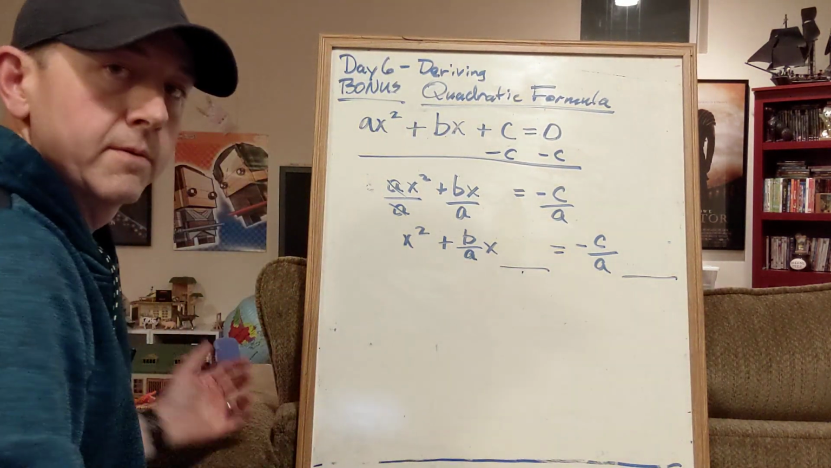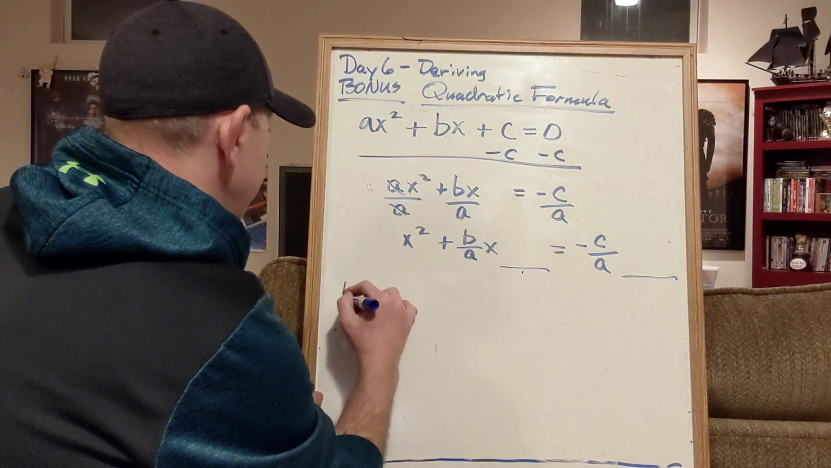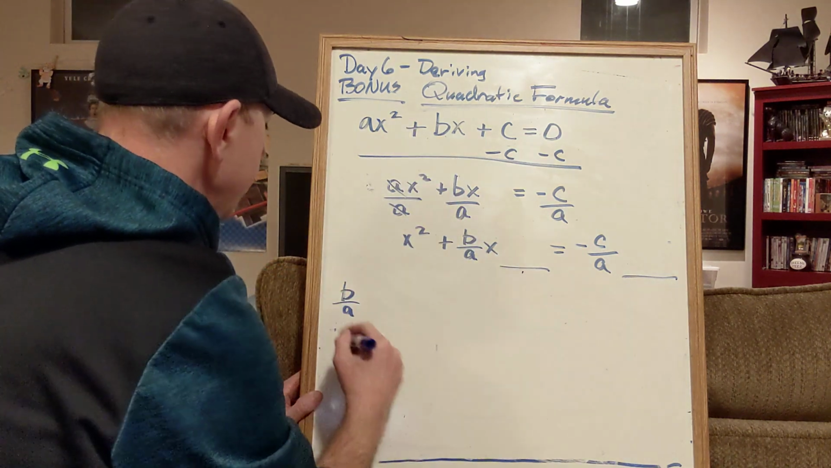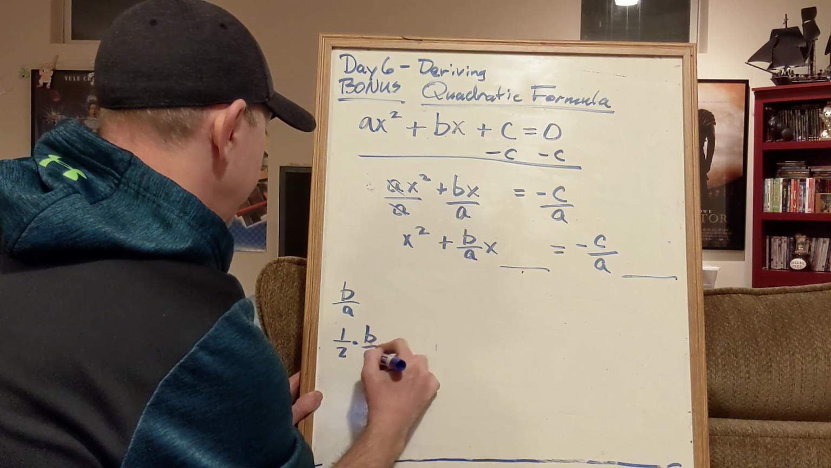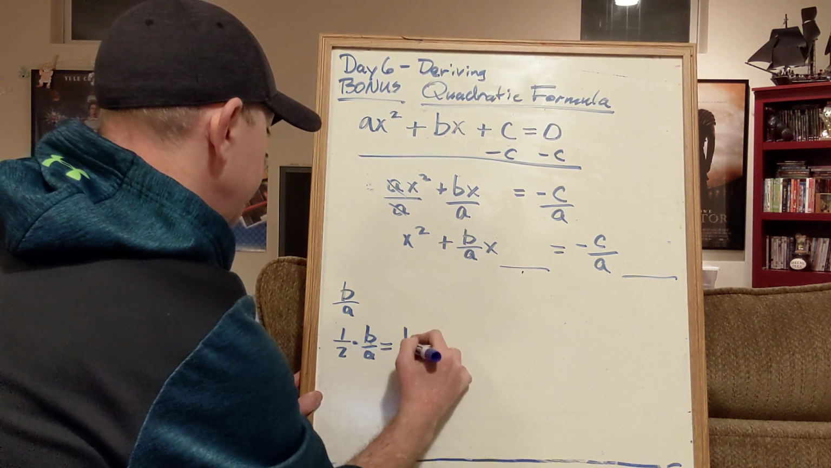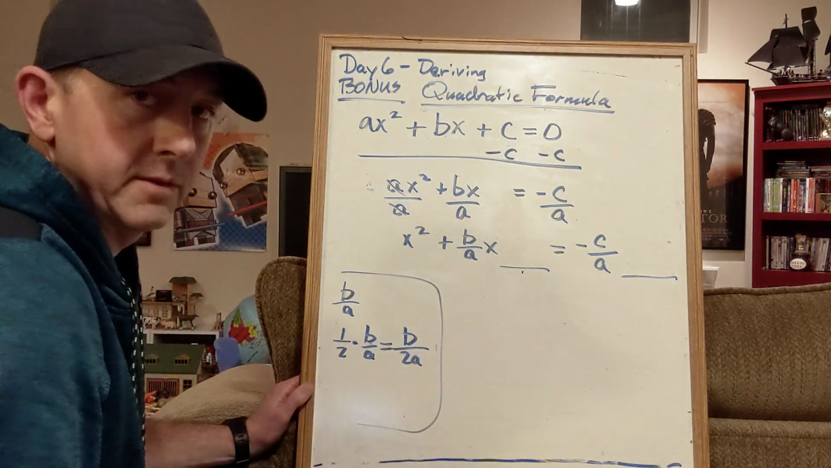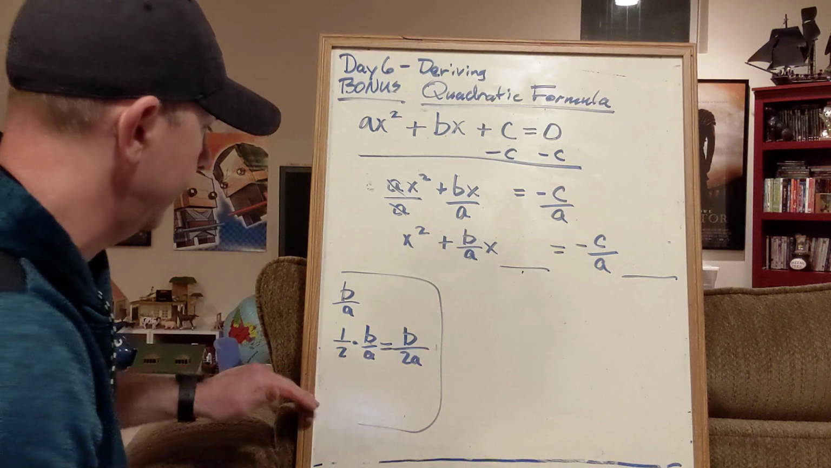So for completing the square, find b, take half and square it. In this case, b over a is what we have in that spot. If we take half of that, 1/2 times b over a, we're going to get 1 times b is b over 2a. Now, in my class, we call it the three amigos. You can call it the 3 of whatever you want, or just remember b, take half, and square it.